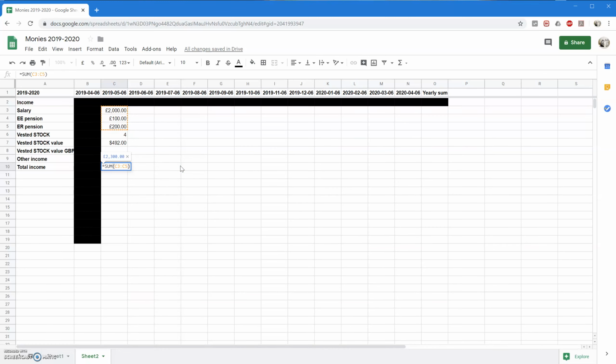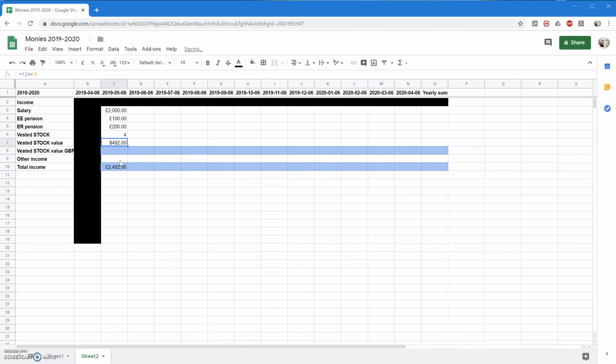Does this make sense? Not really. Let's only count total income to be the disposable income. Actually, let's include also the vested stock. So this and these are, no, not this, calculated values. There.